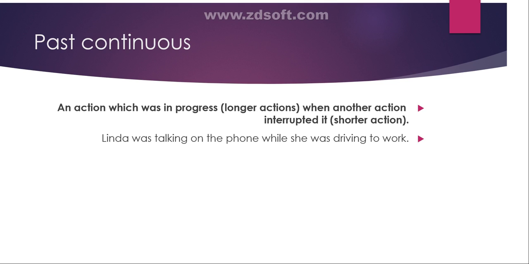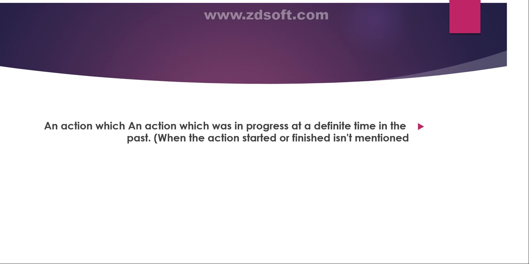She was driving to work when another action interrupted it. We also use it for actions in progress at a definite time in the past. For example, at 1 o'clock they were having lunch out. Here we have a specific or definite time.